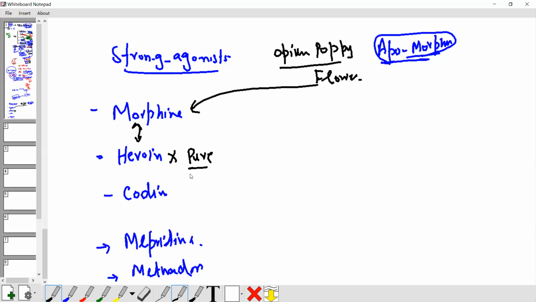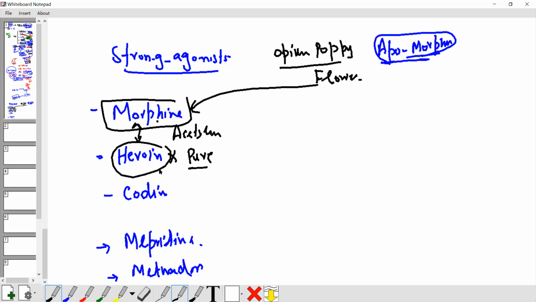Understand? Heroin is a pure form of opioid. Heroin is very strong, white in color. After acetylation of morphine, this morphine changes to heroin. Understand? This morphine we can use as a drug, as medicine, but heroin is not. It's not a medicine. It's just a drug of abuse.